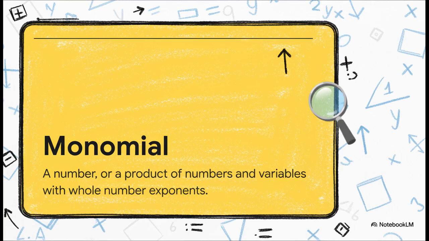It could be a number like 5, it could be a variable like x, or it could be a mix like 7x or negative 5y squared. Just think of these as the individual Lego bricks of our algebraic structure. Each one is a solid, self-contained piece.